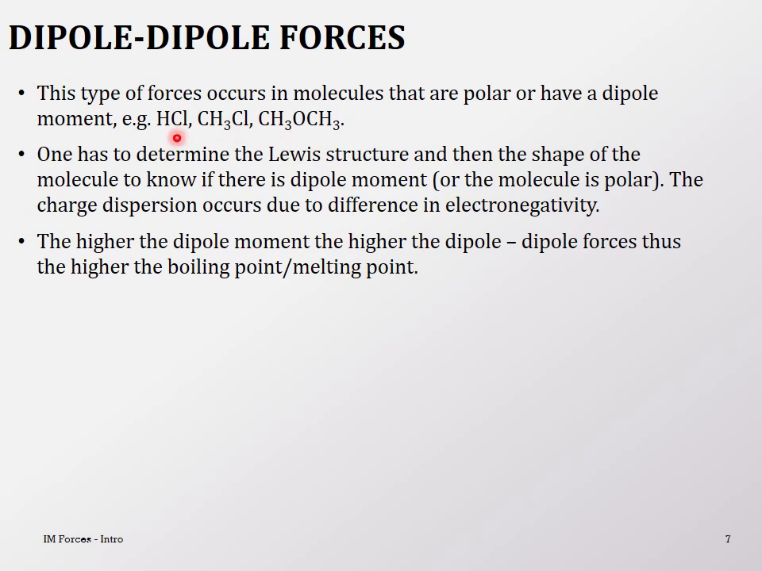Okay, so how do you determine if something is going to have a dipole moment? Well, first you draw the Lewis structure of the molecule. Then you determine the shape of the molecule. Once you know the shape of the molecule, then you figure out the dipole moment, by determining the electronegativity of the two atoms or the three atoms that may be connected.